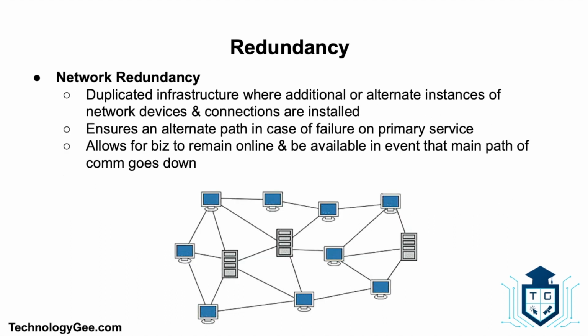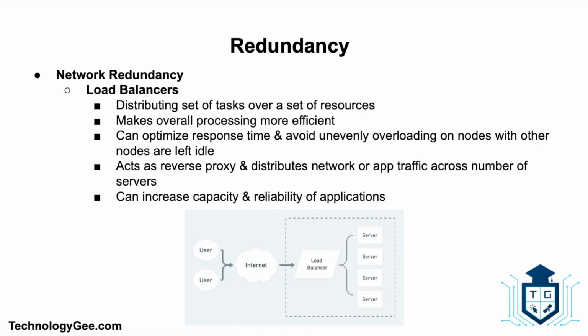Let's talk about network redundancy. This is a duplicated infrastructure where additional or alternate instances of network devices and connections are installed to ensure an alternate path in case of a failure on the primary service. This allows a business to remain online and be available in the event that the main path of communication goes down. There are two main components of network redundancy that you need to know for the Security Plus 601 exam. The first one is called a load balancer.